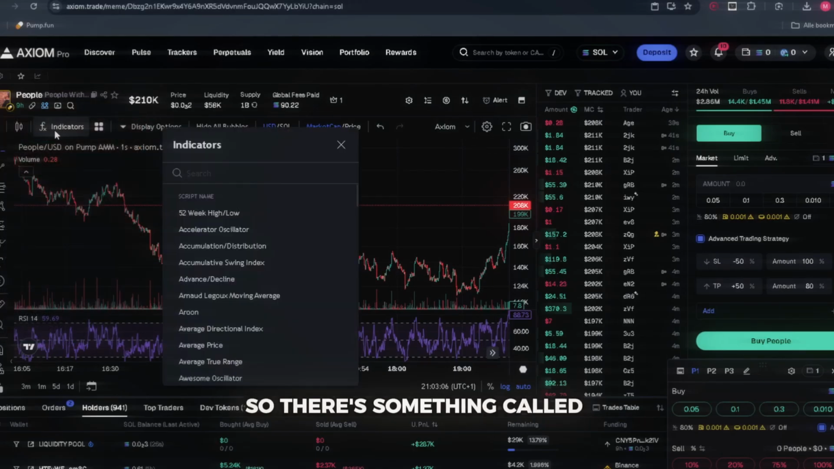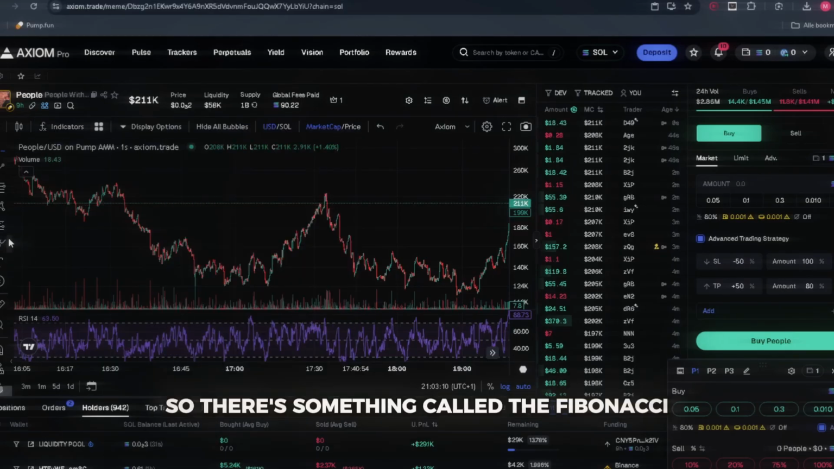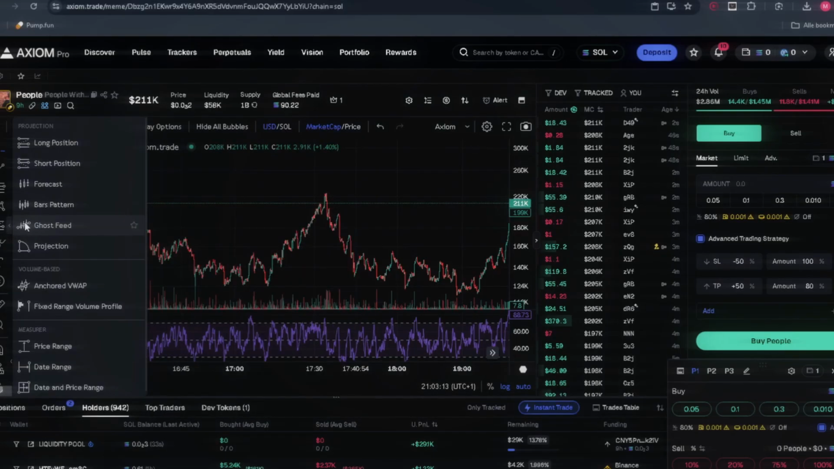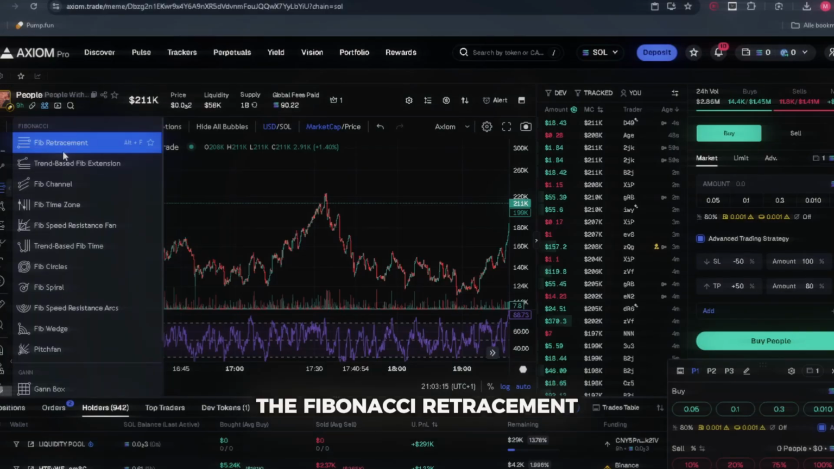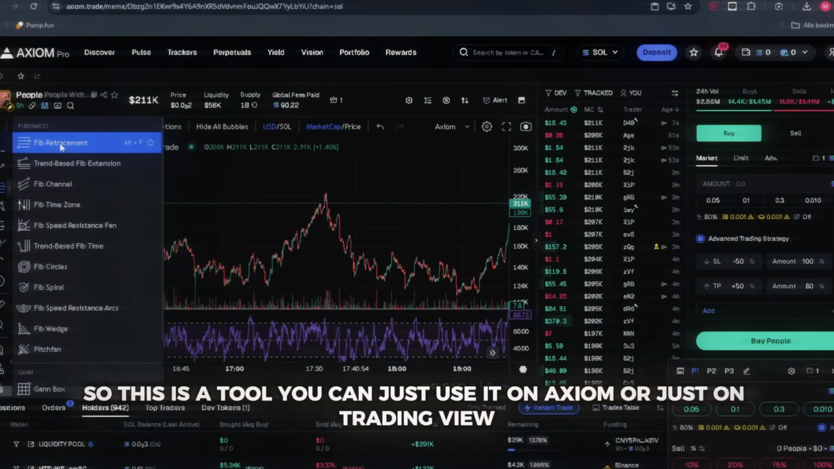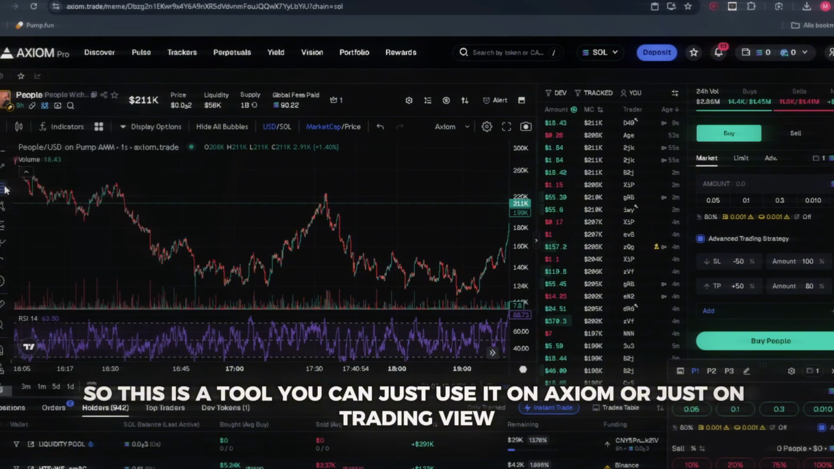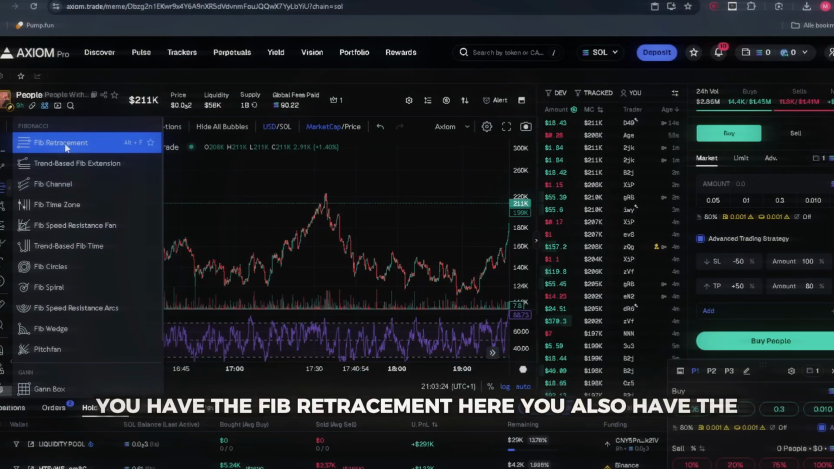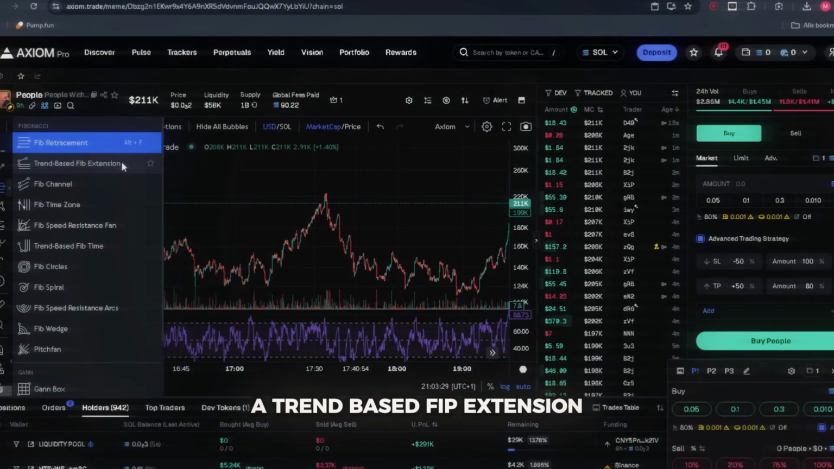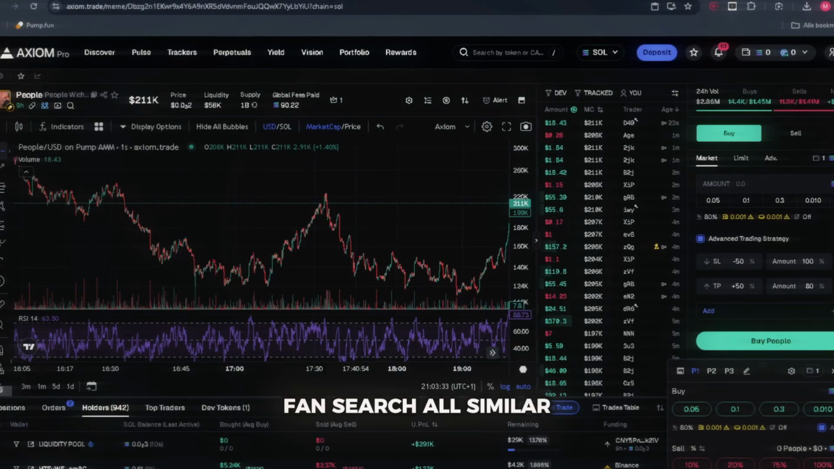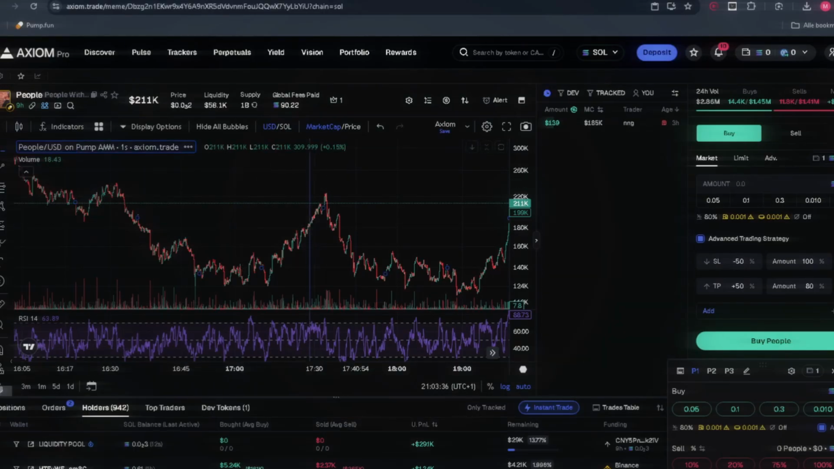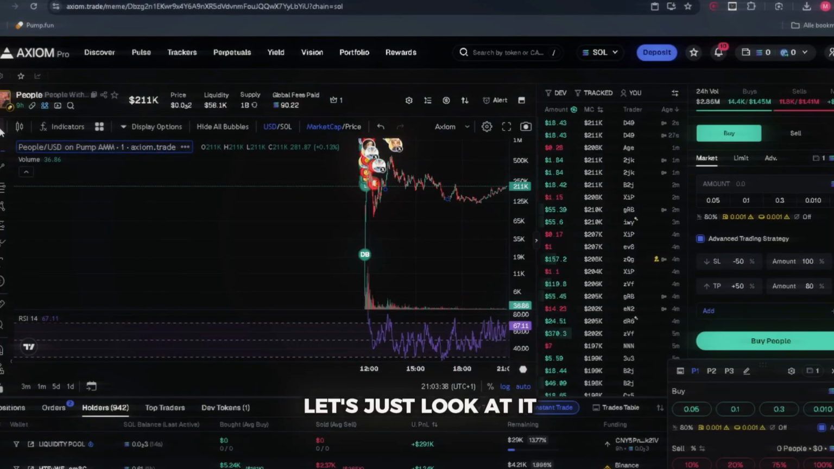So there's something called a Fibonacci, let me just put it up, the Fibonacci retracement. So this is a tool, you can just use it on Axiom or just on TradingView. You have the Fib retracement here. You also have the trend-based Fib extension, Fib channel, Fib time speed resistance band. So they're all similar, but just look at it.